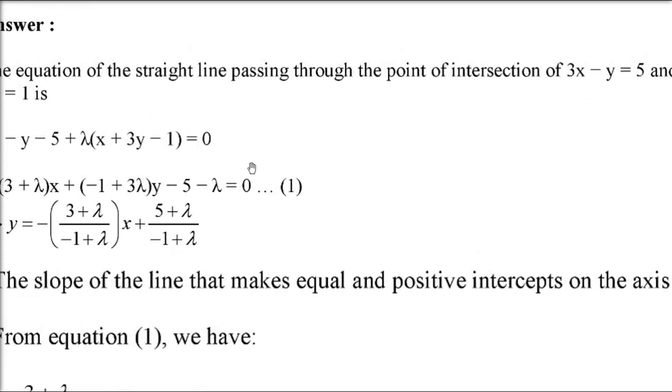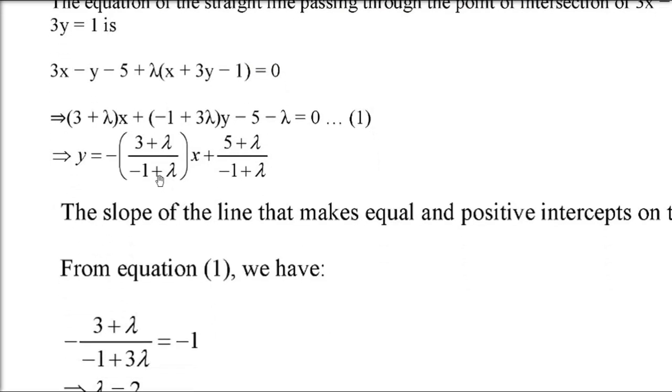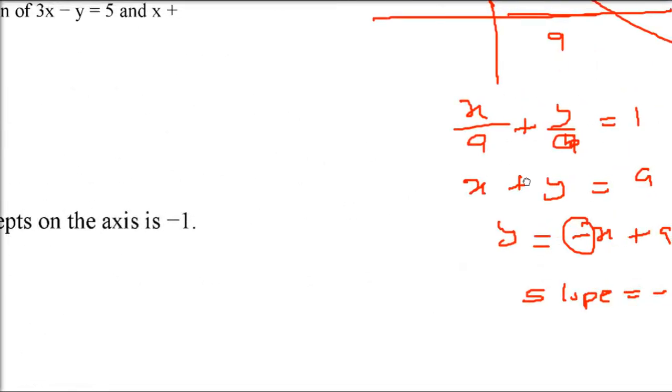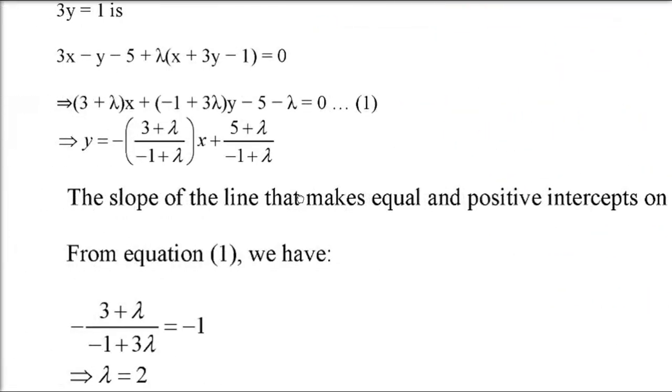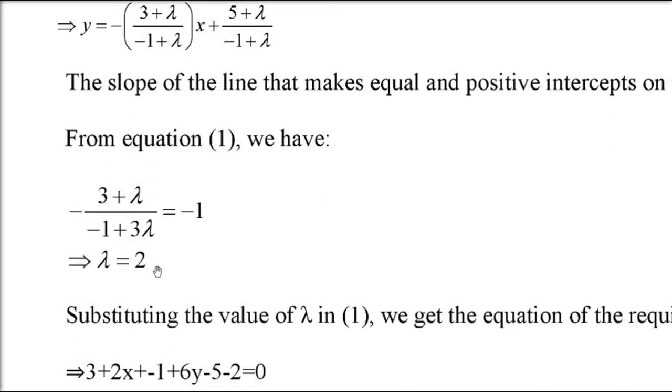L1 plus lambda L2. So you know by now how to do this. Take x together, take y together, put it in the form y equals mx plus c, try to find out m, and this m we have already got. So y is minus (3 plus lambda) by (minus 1 plus lambda), and this m you can equate with minus 1. So just equate this slope with minus 1. When you solve this, lambda is going to come as 2.